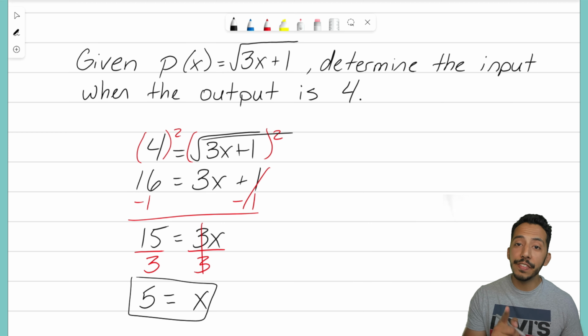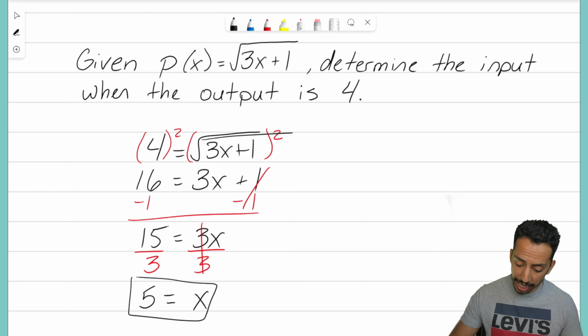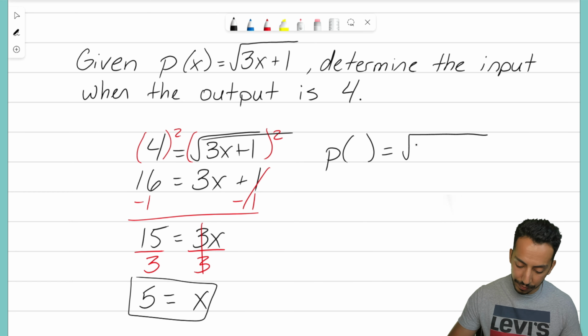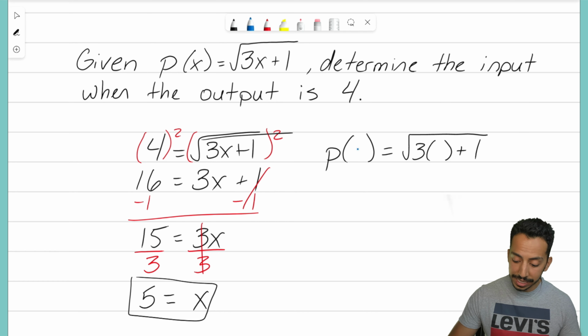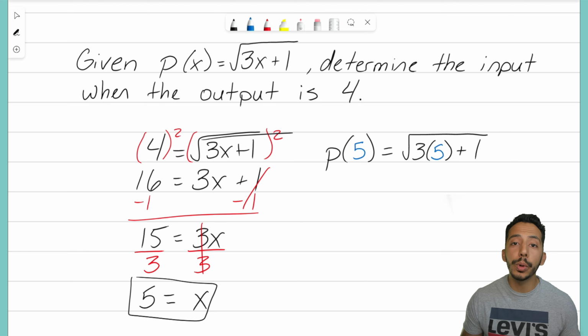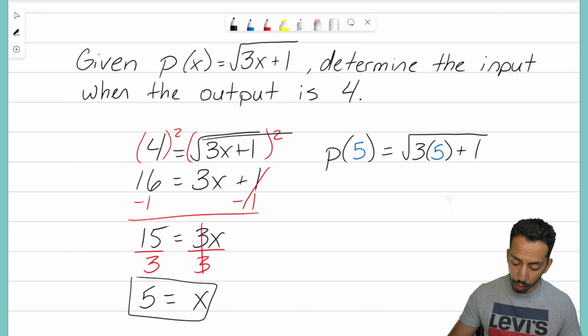And if you don't believe that work is correct, we can always check our work. To check our work, all we have to do is take that original function that we have, 3x plus 1, the quantity underneath the square root. Notice that I don't have those x values there because I'm going to now plug in our answer of 5, and we should hopefully end up with our output being 4. So let's double check our work real quick.